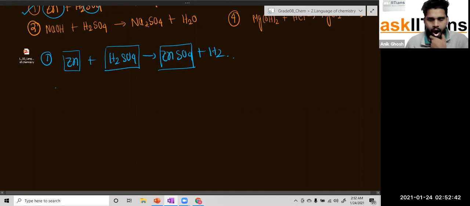Got my point here? First we are just making the boxes over there. After that, you cannot change the things inside the boxes. What you have to do now is count the number of atoms on the left side and the number of atoms on the right side.